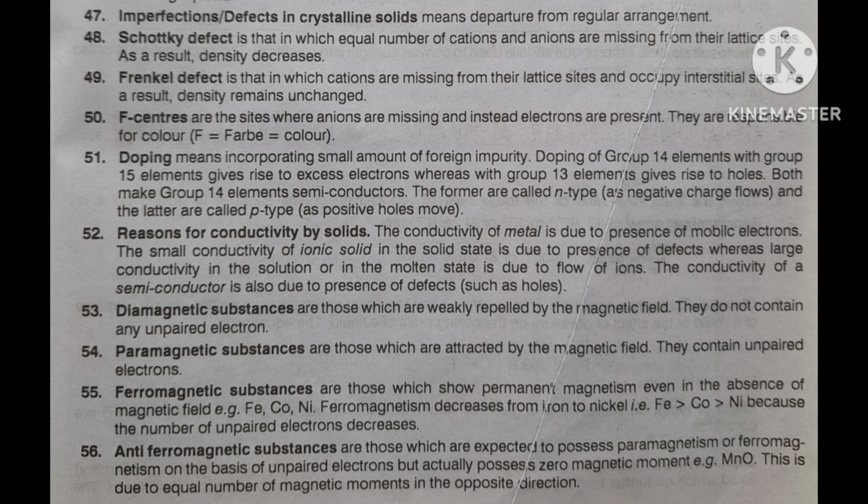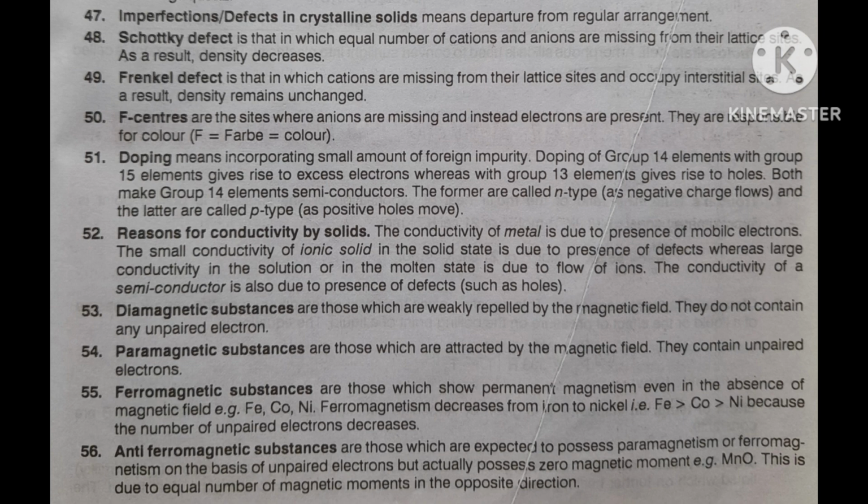Examples are iron, cobalt, nickel, Fe, Co, Ni. These are examples of ferromagnetic substances. Ferromagnetism decreases from iron to nickel. It means iron is the most ferromagnetic substance, second is cobalt, third is nickel. The ferromagnetic property decreases from iron to nickel.